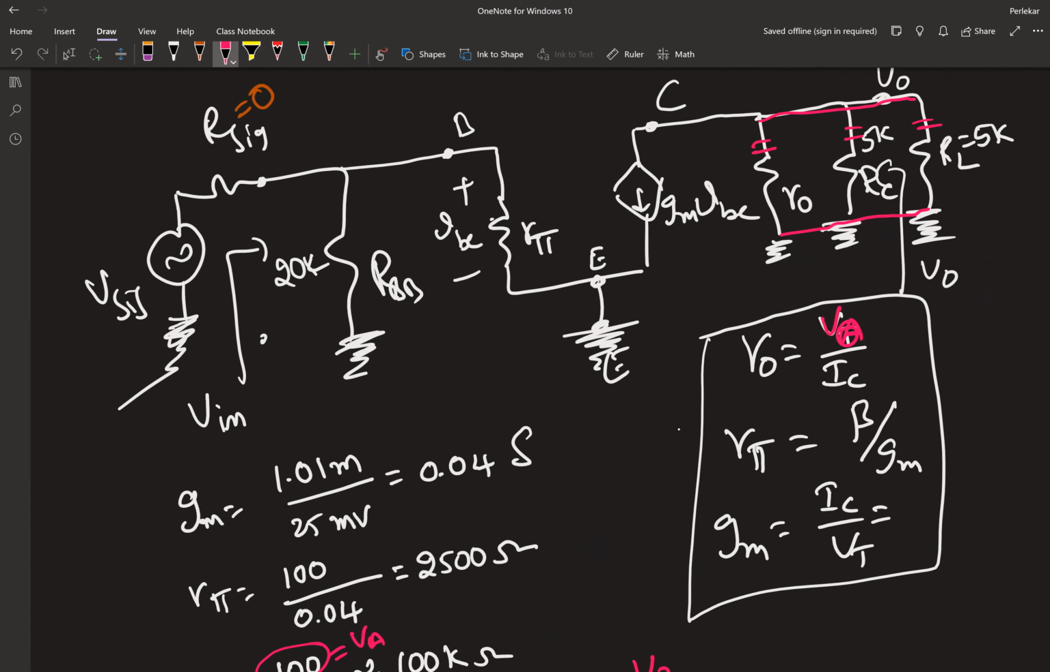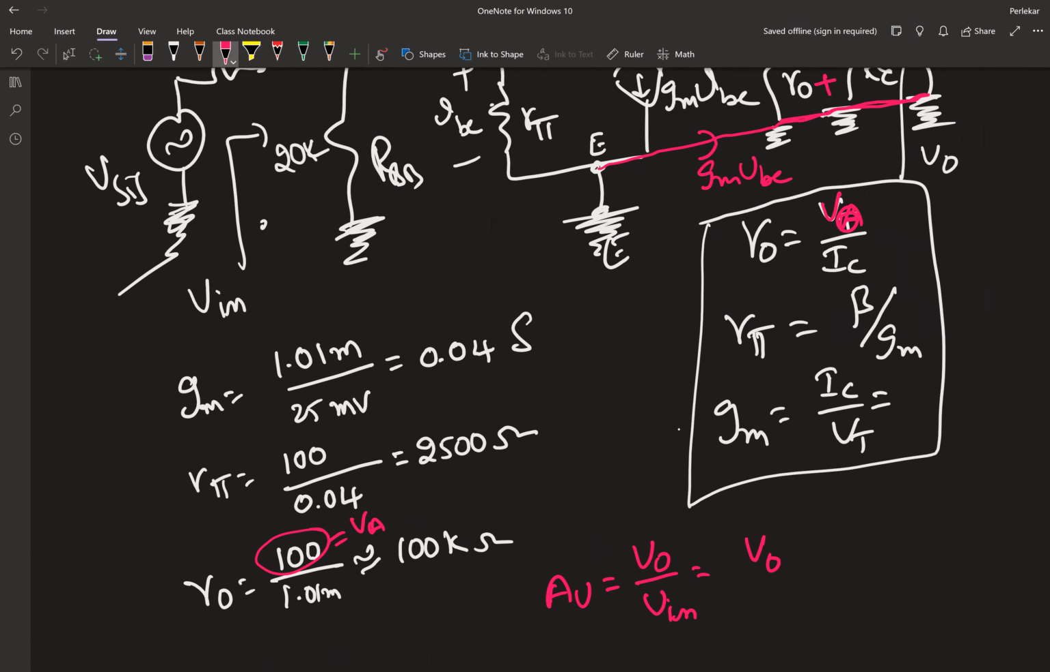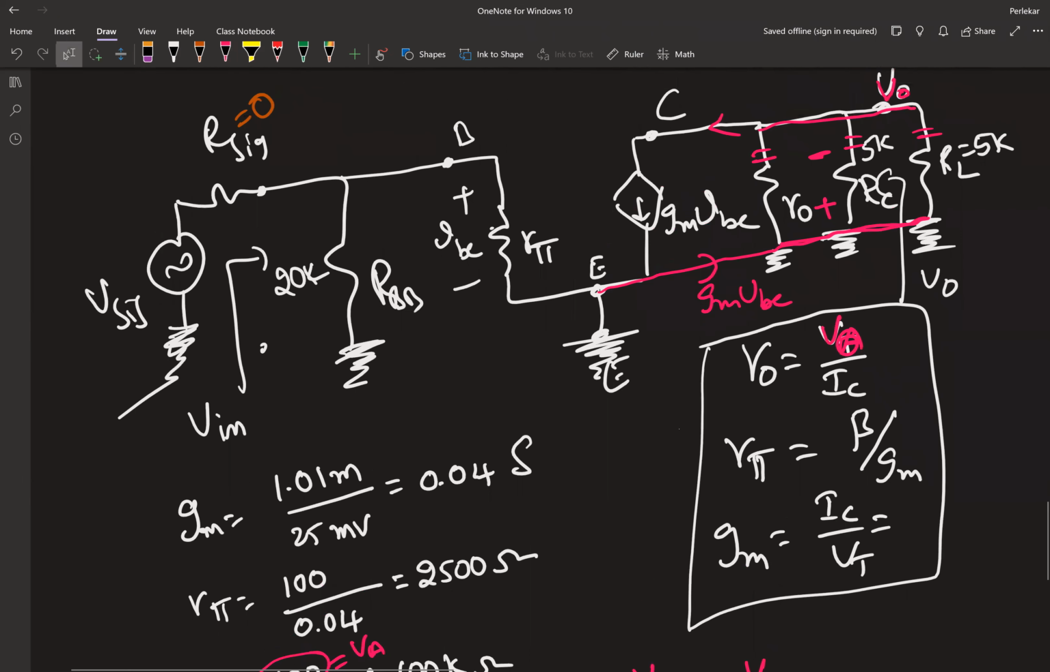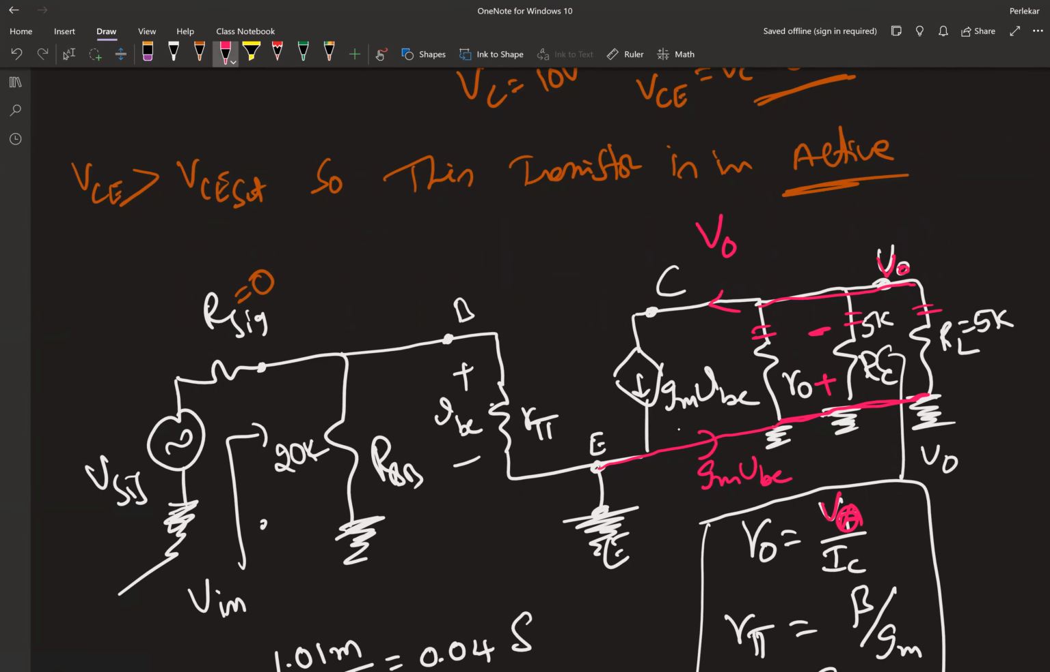And what is the current passing through them? That must be GM times VB. Basically this ground is connected all over. So GM times VB is going through all these three resistors. So I can combine all those three, and current is entering here, leaving there, but I want V naught at the negative terminal. So my V naught equals GM times VBE and R naught parallel with RC parallel with RL.